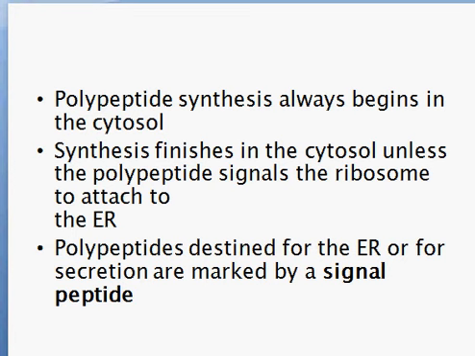So you can say that polypeptide synthesis always begins in the cytosol, and then it finishes in the cytosol unless that polypeptide signals the ribosome to attach to the ER. And these polypeptides that are destined for the ER or for secretion are actually marked by a signal peptide located in, or created from, that messenger RNA's amino acid sequence.